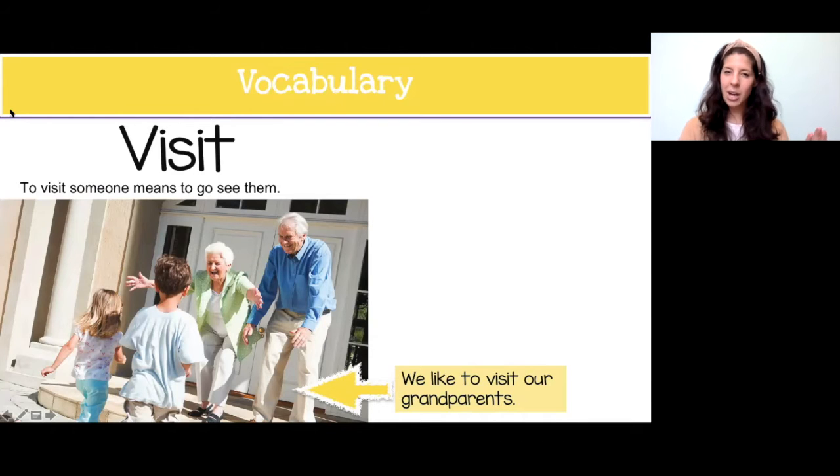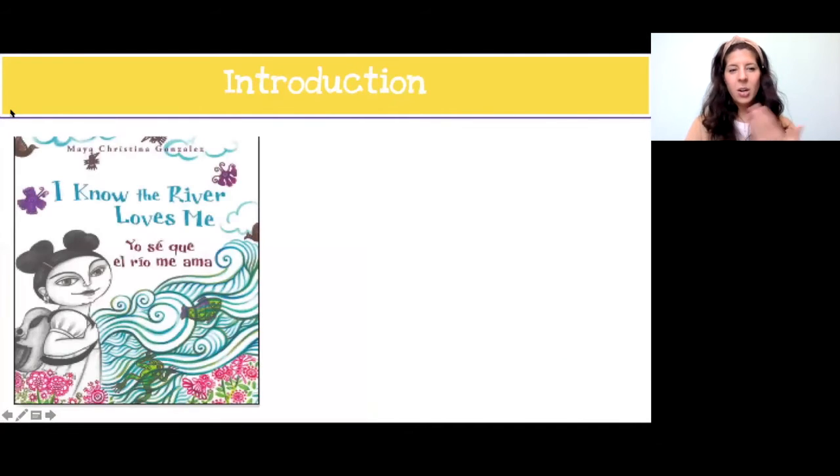I think that we've got a pretty good understanding of our vocabulary this week. So let's look back at the story we started. We've read I Know the River Loves Me in class already. So let's retell it just to practice, and then we're going to work on visualizing the text.